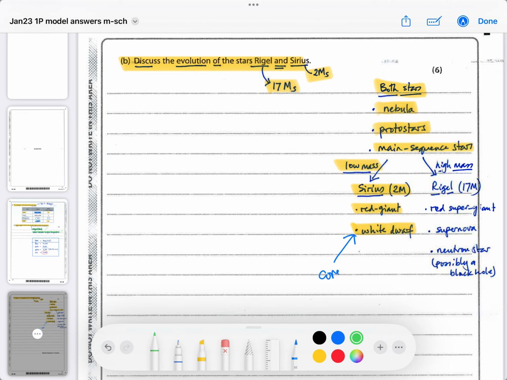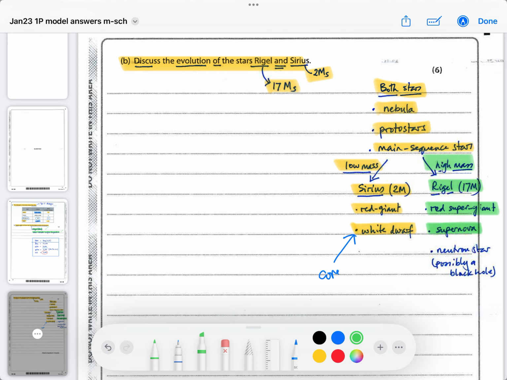And then for the high mass stars, and Regal was really high mass, 17 solar masses, it will become a bit like the Betelgeuse one. It'll turn into a red supergiant, because its temperature drops, and its temperature drops because it actually expands, and therefore the heat is spread out over a larger area, and the average temperature of the surface is cooled down by the expansion.